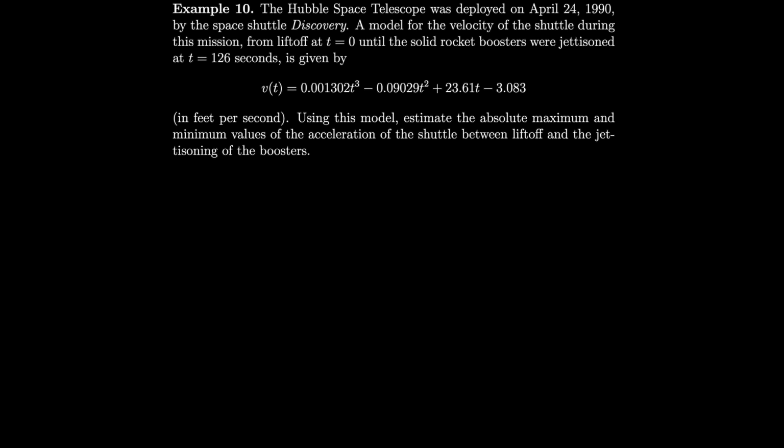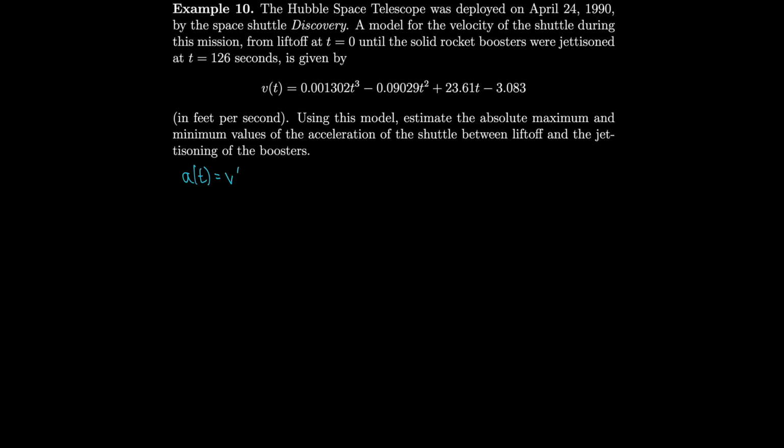The Hubble Space Telescope was deployed on April 24th, 1990 by the Space Shuttle Discovery. A model for the velocity of the shuttle during this mission from liftoff at t equals 0 until the solid rocket boosters were jettisoned at t equals 126 seconds is given by this function v of t in feet per second. Using this model, let's estimate the absolute maximum and minimum values of the acceleration of the shuttle between liftoff and the jettisoning of the boosters. So I underline that because they gave us velocity and not acceleration, so we have to take the derivative in order to do this problem.